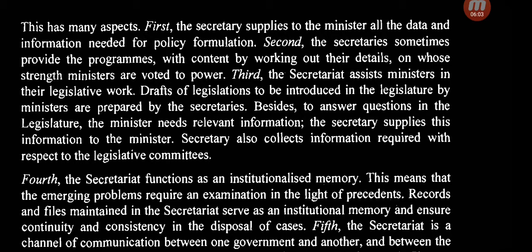Second, the secretaries sometimes provide the programs with content by working out the details on whose strength ministers are voted to power. Third, the secretariat assists ministers in their legislative work. Drafts of legislation to be introduced in the legislature by the ministers are prepared by the secretaries. Besides, to answer questions in the legislature, the minister needs relevant information. The secretary supplies this information to the minister. The secretary also collects information required with respect to the legislative committees.